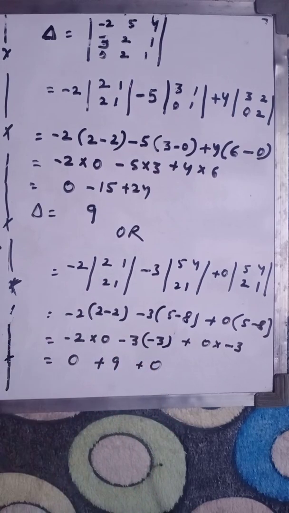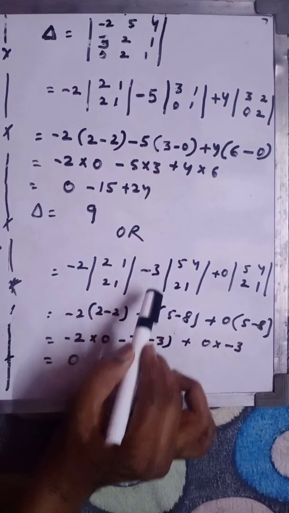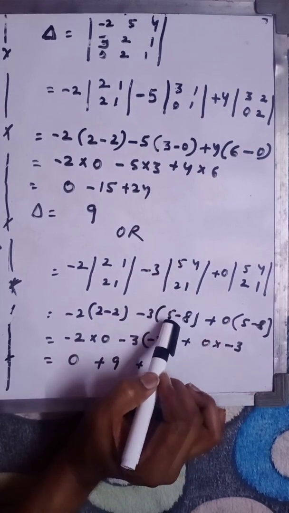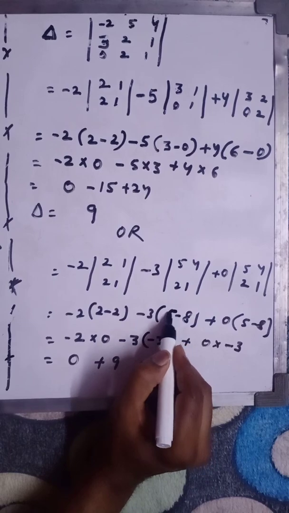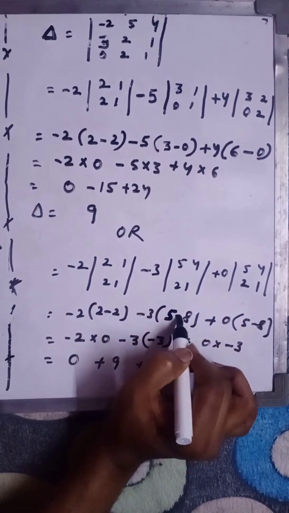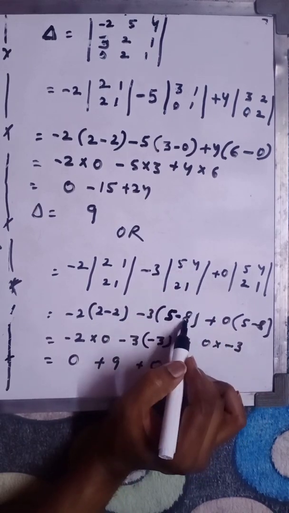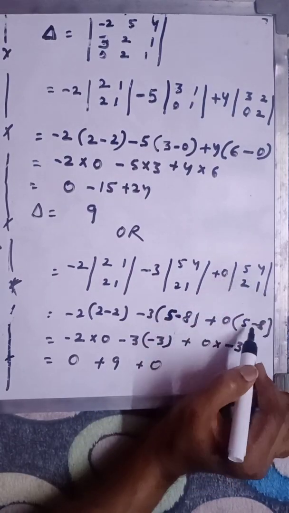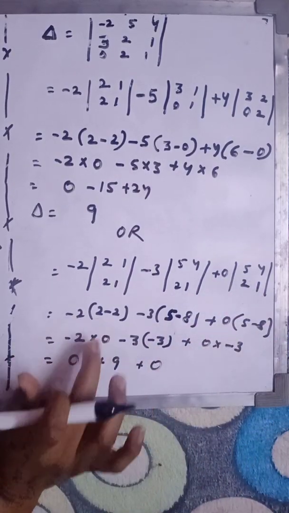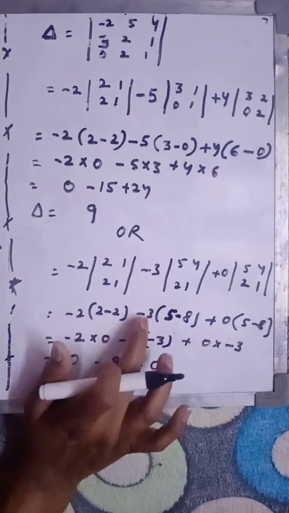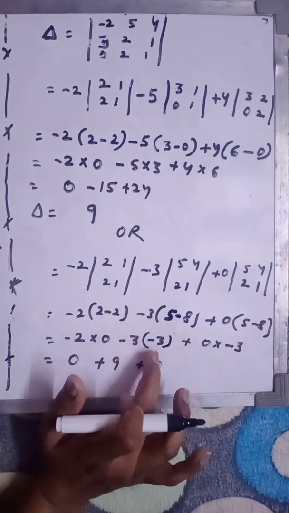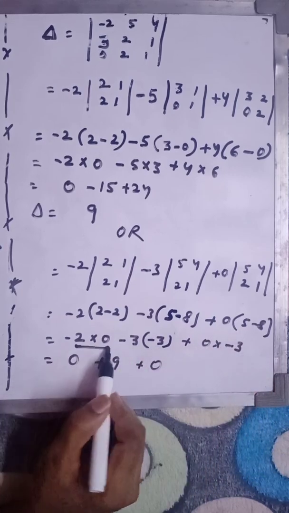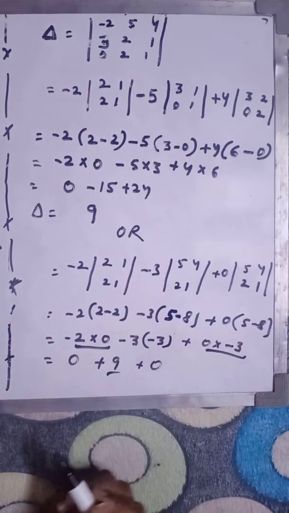In between you have to write a sign of minus, and this would be minus 3, and here you have to multiply 5 into 1, that would be 5. Then you have to write minus sign, then 2 into 4, that would be 8, plus 0, and again you have to multiply the same way and you will get this. After solving, this will be minus 2 into 0, minus 3 into, that would be minus 3, plus 0 into minus 3, and this whole term will be 0, and 9 will be the answer.